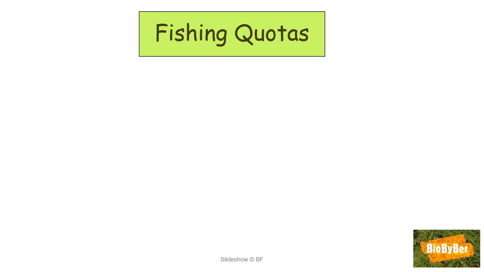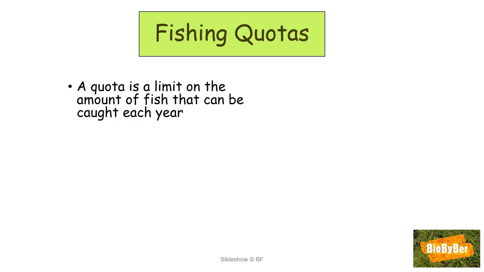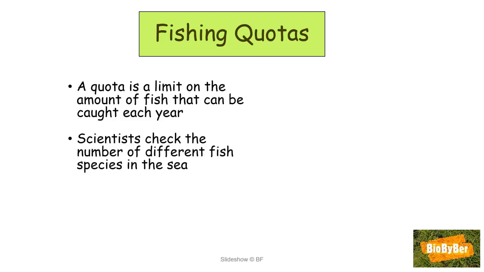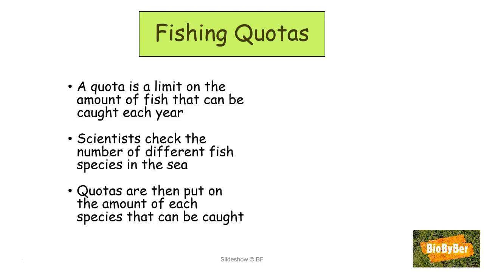Another conservation practice is fishing quotas. A quota is a limit on the amount of fish that can be caught each year. Scientists check the number of different fish species in the sea. Quotas are then put on the amount of each species that can be caught.